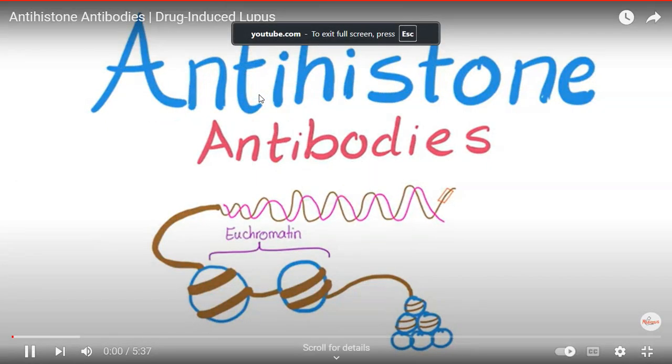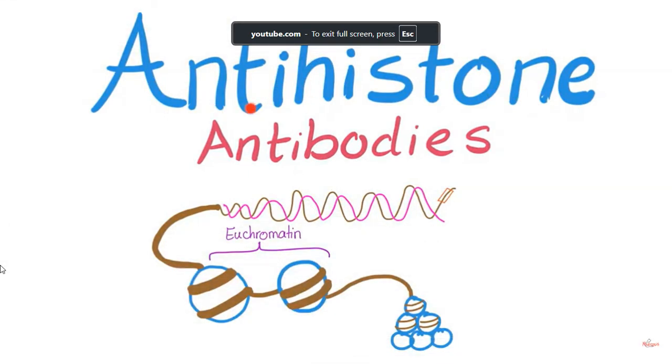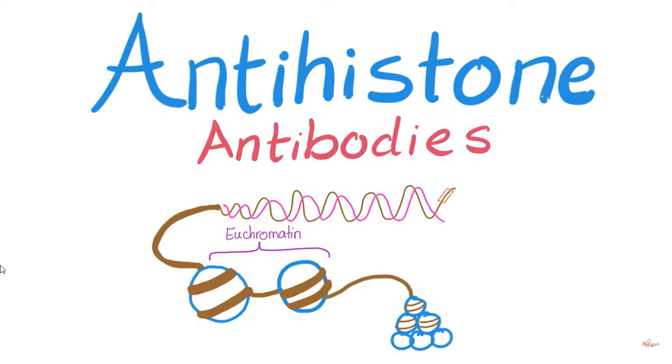Hey guys, it's Medicosis Perfectionalis. Let's do once again another video of my rheumatology playlist. Today's topic is anti-histone antibodies, because we have talked about anti-SSA and anti-SSB for Sjogren's syndrome and lupus in the previous video. It's time now for anti-histone antibodies for drug-induced lupus. Now let's get started.